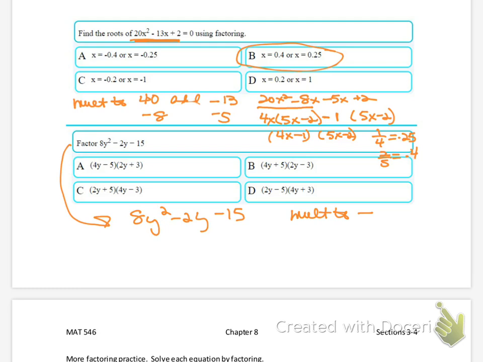8 times 5 is 40. Put down the 0, carry the 1. 8 times 1 is 8. And 4 more is 12. So what multiplies to a negative 120 and adds to a negative 2. Okay, so think about that for a second.